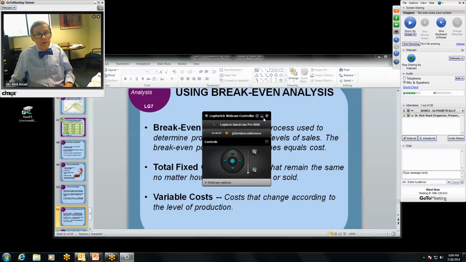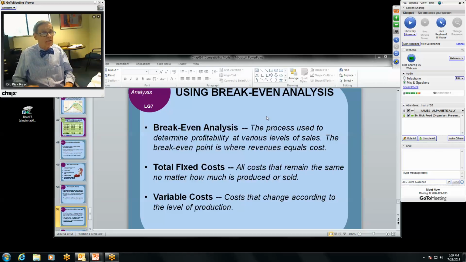There are some things we need to think about. One is fixed costs. Fixed cost means this is what it's going to cost me to either turn the key to open the door or not to turn the key to open the door. And fixed costs are things like rent, utilities, things of that nature. Those are fixed costs. Variable costs, notice here, are going to change according to our production level.